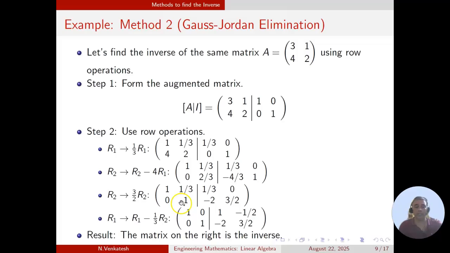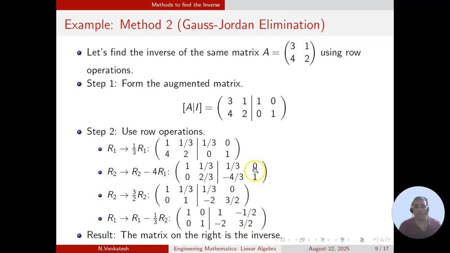And then the next thing is we have to get a 0 here at 1 by 3. To get a 0, we multiply the second row by 1 by 3 and then subtract from R1. Then we'll get this. And whatever elements you have after this, on the right side, this is the inverse. So this is how one can calculate A inverse by using Gauss-Jordan elimination.